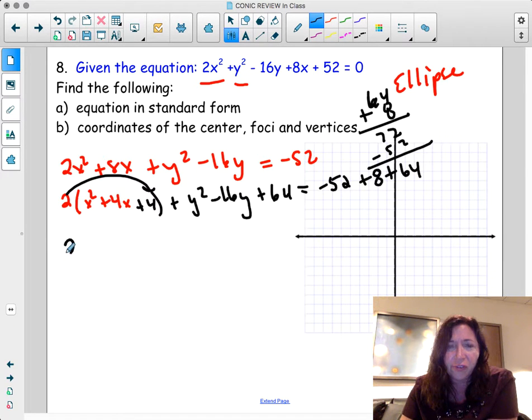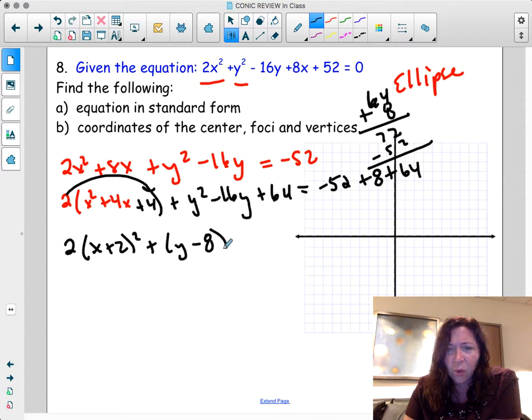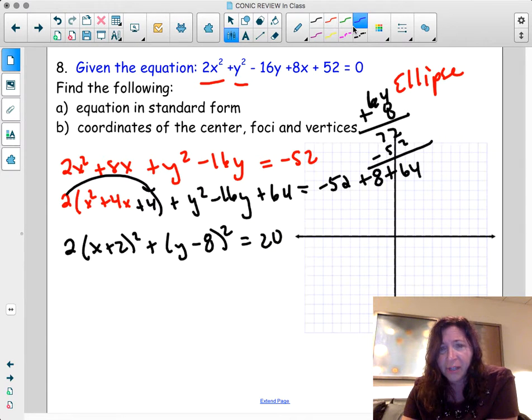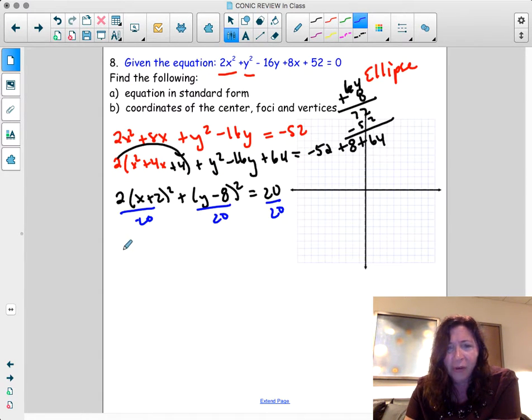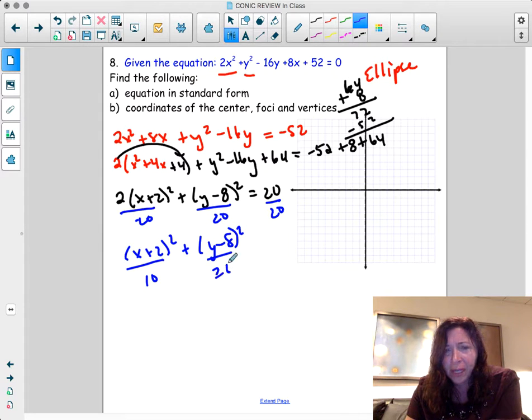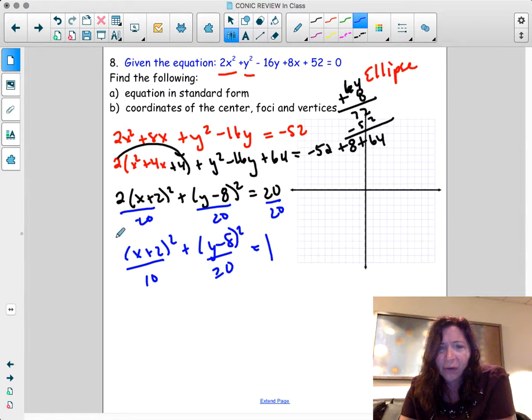So what we have is 2 times the quantity x plus 2 squared plus y minus 8 quantity squared is equal to 20. I'm going to divide by 20 everywhere here. And so my equation now in standard form is going to be x plus 2 quantity squared over 10 plus y minus 8 quantity squared over 20 is equal to 1. So there's my equation of my ellipse in standard form.